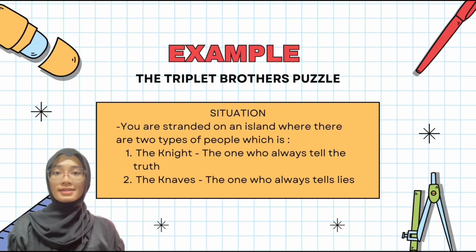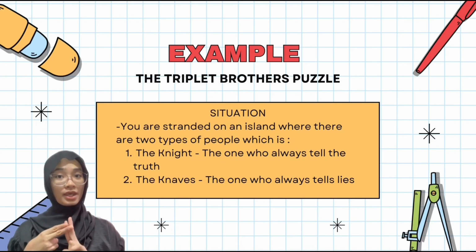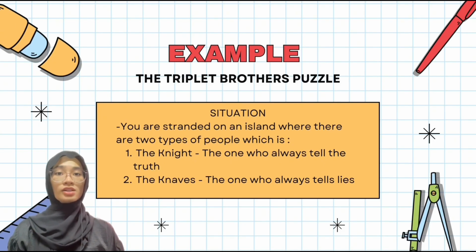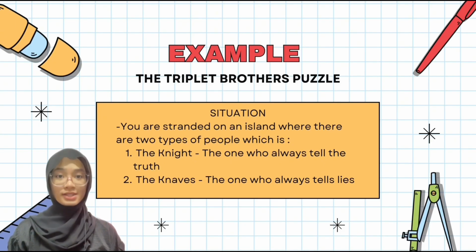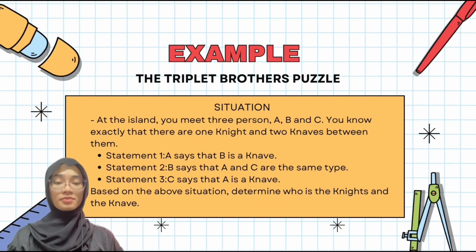Let's start with the situation. Imagine that we arrive at an island where we meet 3 brothers, A, B, and C. On this island, every person is either a knight or a knave. A knight always tells the truth, while a knave always lies. The 3 brothers make the following statements.